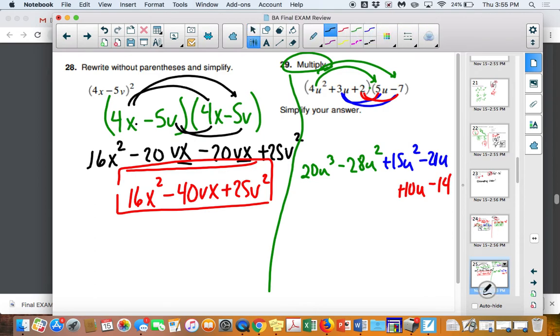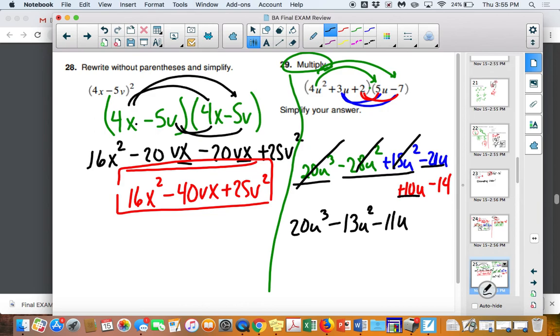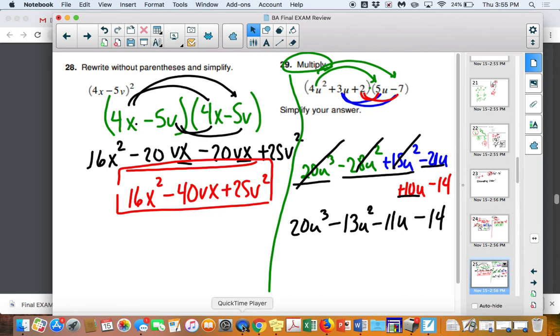Let's see if we can put the finishing touches on this. Get your like terms together. There's not another u to the third, so write them down. Find your u squares. These go together. You have a negative 28 and a positive 15. Negative 28 plus 15 is a negative 13u squared. Don't touch that exponent. Put your u's together. Negative 21 plus 10 is going to be a negative 11u. And then there's not another constant term, so negative 14 is it. Okay, we'll keep going in the next one.